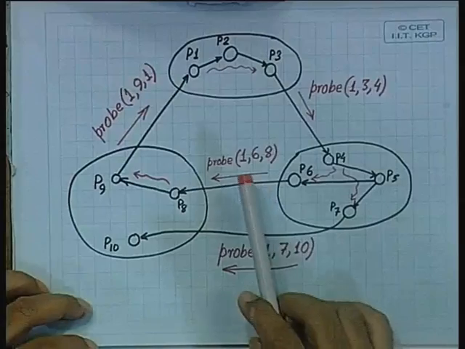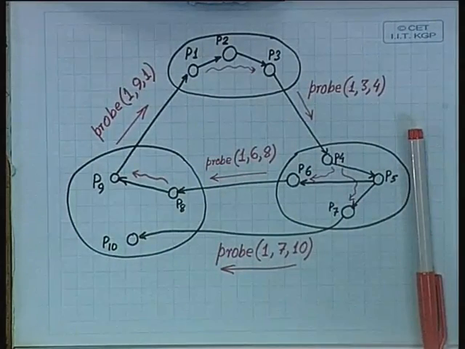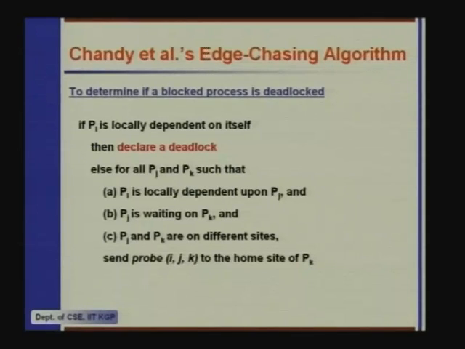Now, let us go through the code and then we will come back to the analysis of this. Is the algorithm roughly clear? Okay.